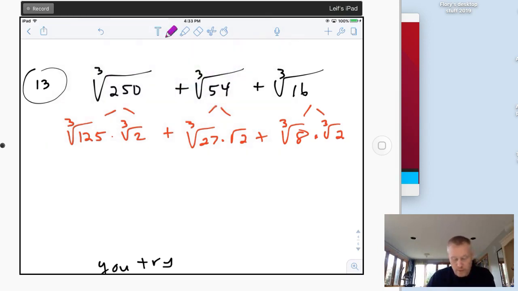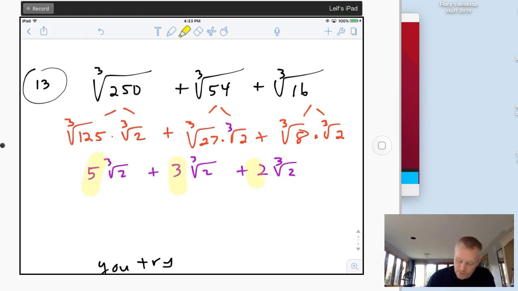I got third root of 125 is 5, third root of 2, 3. That should have a third root on it too. Third root of 2, and 2 is the third root of 8. Now I can combine the coefficients. 2 plus 3 plus 5 is 10 third root of 2's.